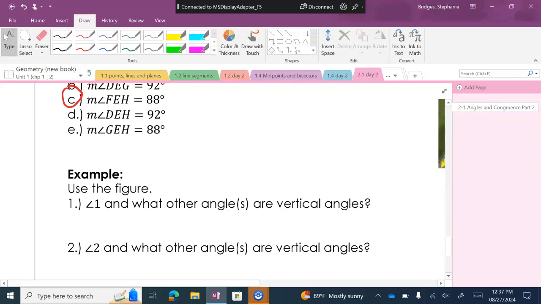Angle 1 and what other angle are vertical angles? Look at your picture. We're answering question 1 at the bottom. Just jot down the answer. I'm not going to go over these just yet. I want you to jot down what you think the answer is.